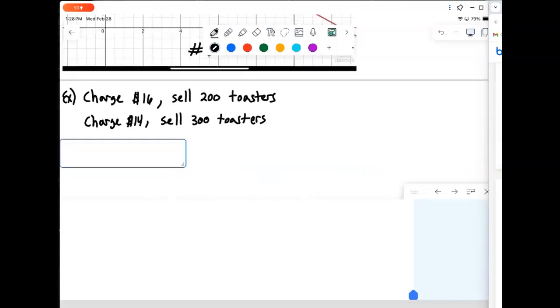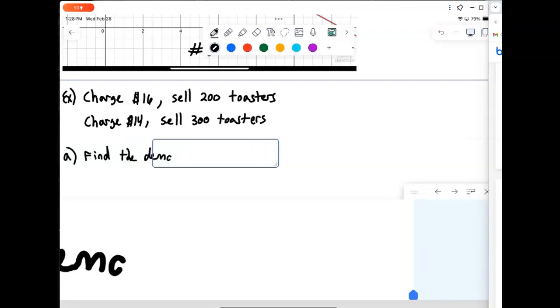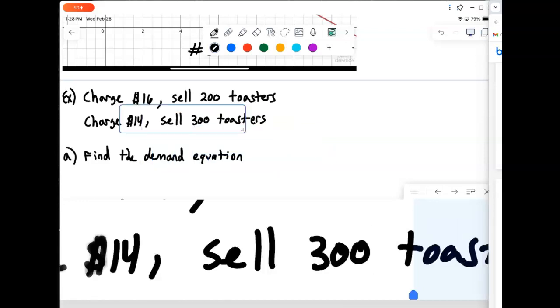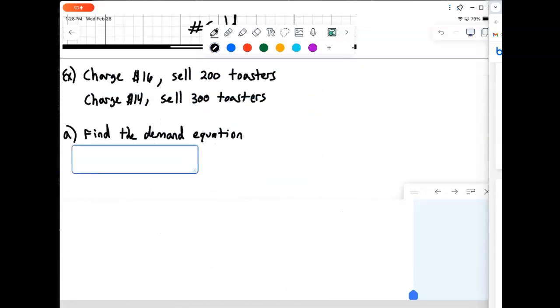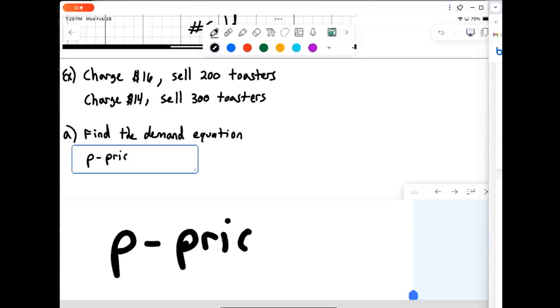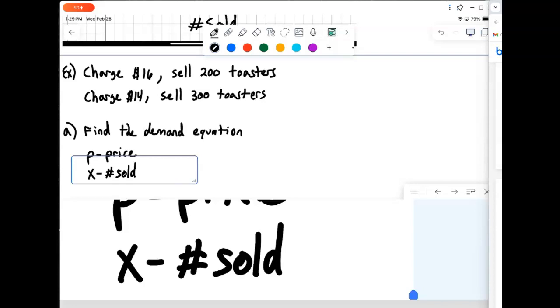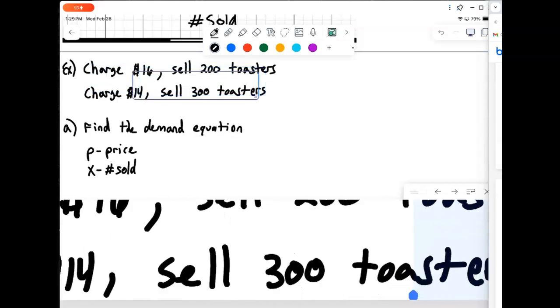So our first question here is to find the demand equation. Now we're going to assume here that we're dealing with a straight line. Otherwise, we're not able to come up with the formula here. And so we know the price and we know the number sold. Now we're going to set this up so that P is the price and that X is the number sold. So X is taking the place of X and P is taking the place of the Y variable. And we want to find the equation of the line that satisfies this information.